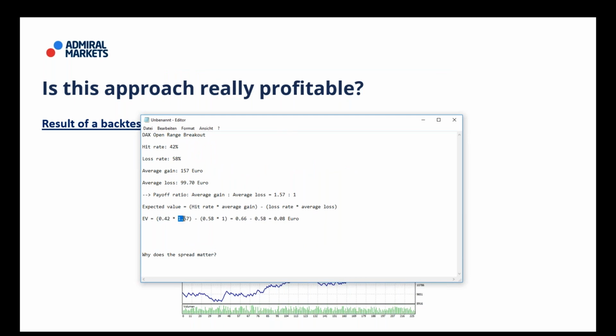This is something which is a big problem for many traders, in fact. But this is exactly what profitability is mainly based on. Sure, you need a positive expectancy, and here the hit rate plays a very important role.